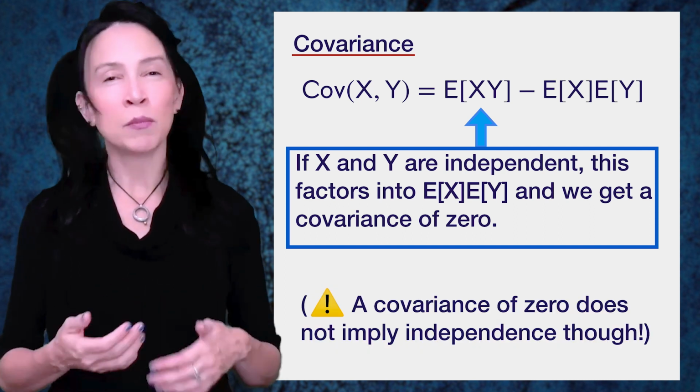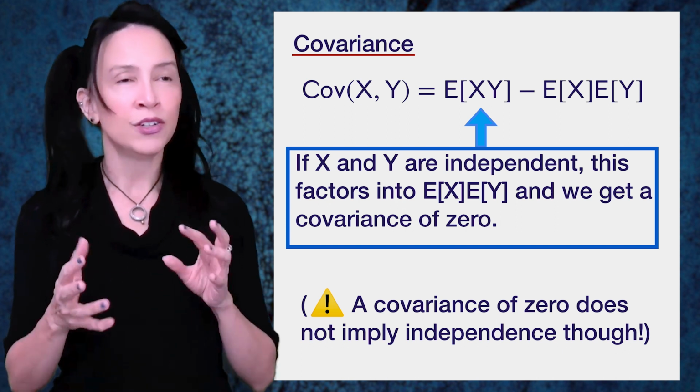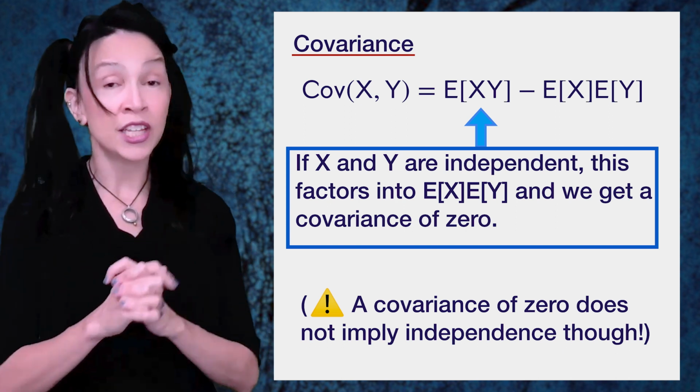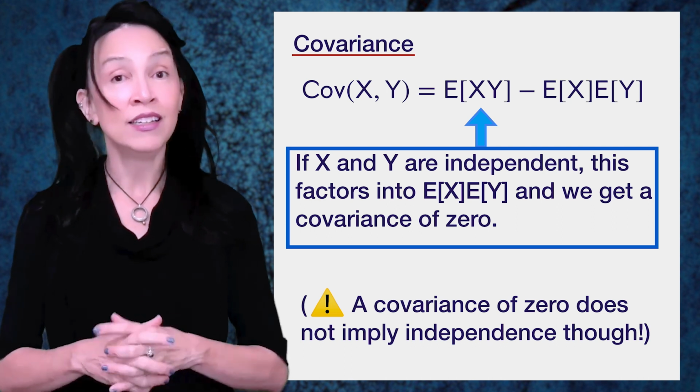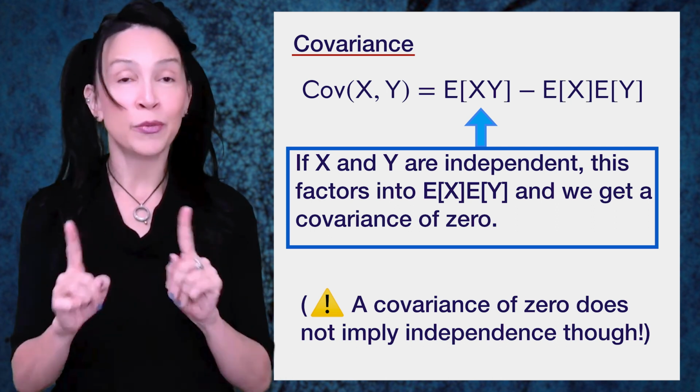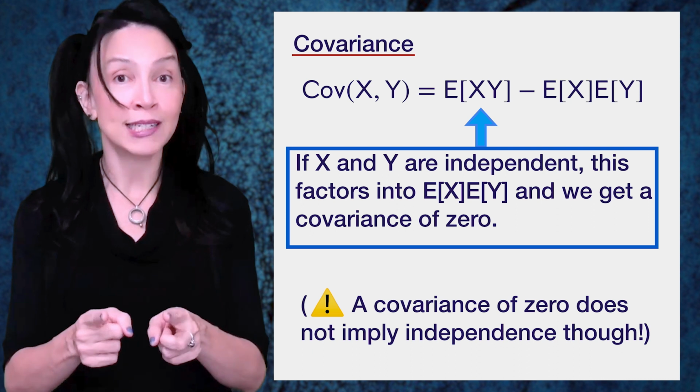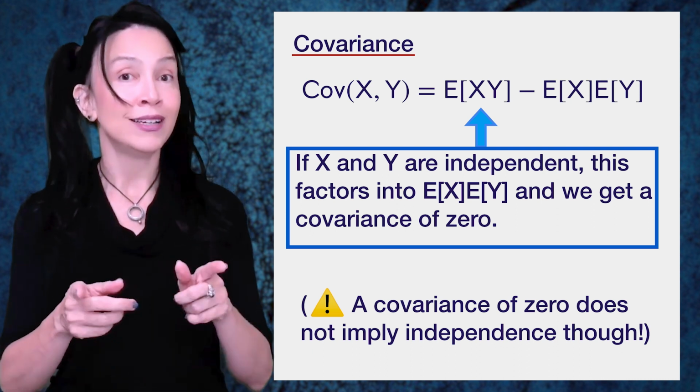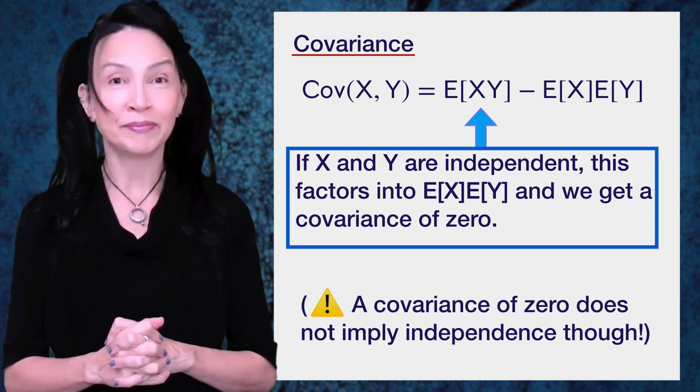So I can make up some dependent random variables that are just sort of balanced just right so that this is 0, but they are dependent. So remember, that only works one way. Independent, covariance is 0. Covariance is 0, maybe independent, maybe not.